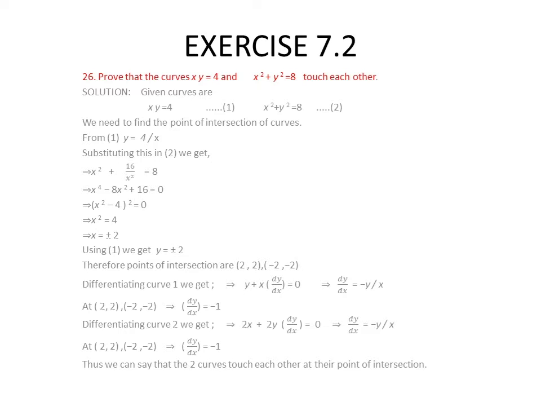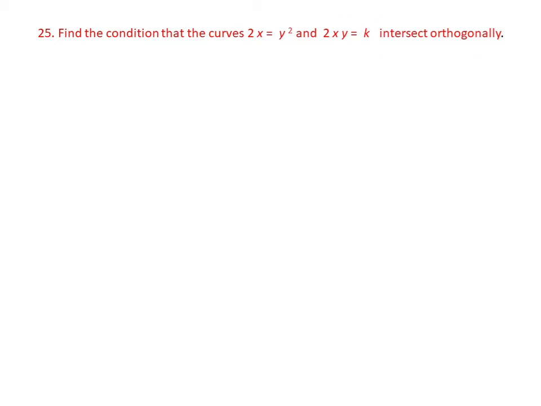Now I have noticed that the slopes of the two curves at the 2 points of contact is -1 each. So therefore that verifies or that proves my statement that the two curves intersect each other, or they touch each other at the points (2, 2) and (-2, -2).